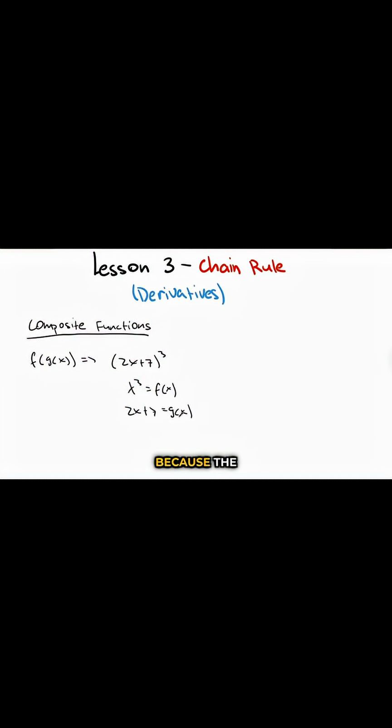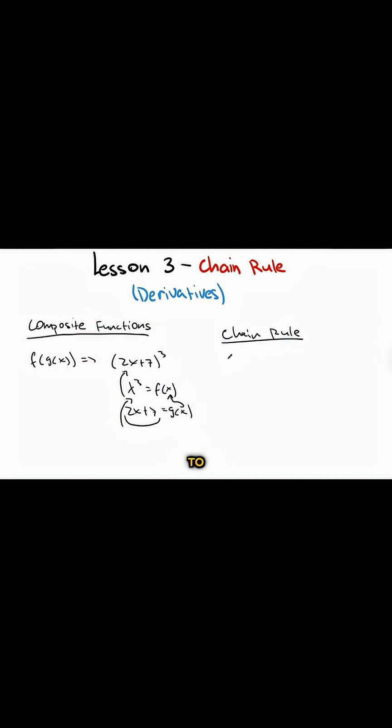g of x, because the g of x is really inside the f of x. So if we plug this 2x + 7 instead of the x right over here, we would get this expression. So basically, think of it as a function inside another function. Now, where does the chain rule come in?